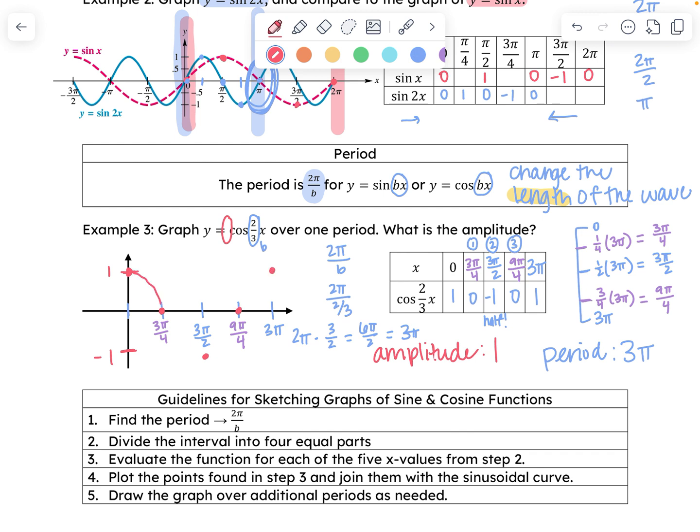And then I'm going to do my best. Ooh, that was not my best. My best to draw the wave in. And it just said to sketch it over 1 period, so that's all that I need to do. Sometimes it might say sketch it over 2 periods or sketch it over 3 periods or something like that. So just make sure you're paying attention to how many periods it wants you to sketch.